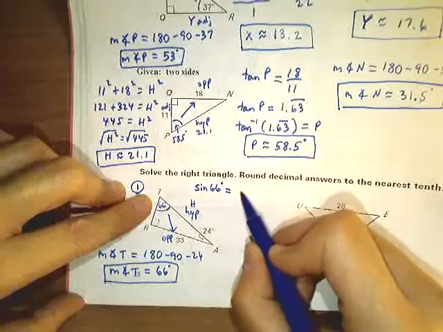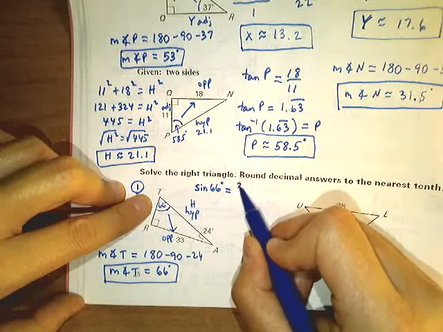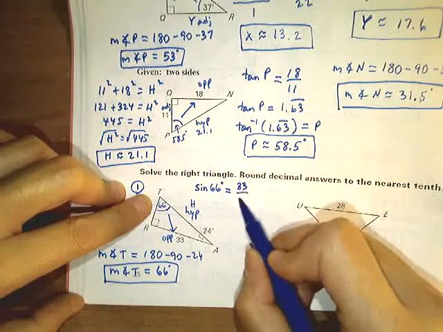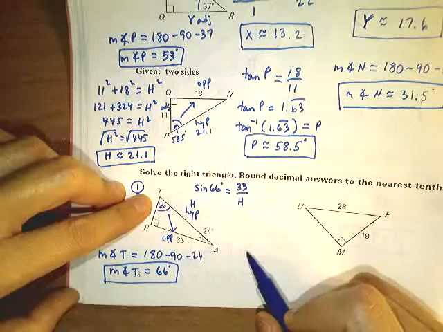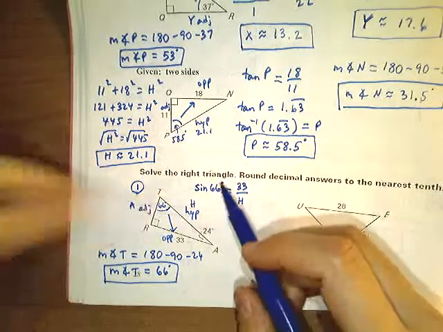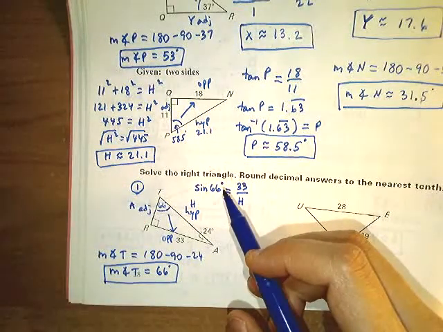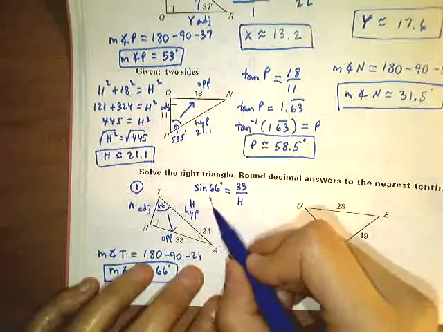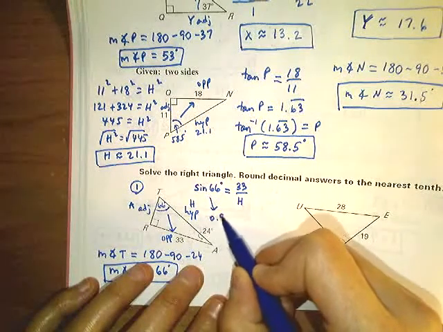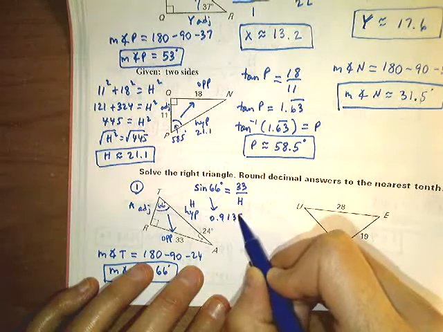The sine of a reference angle is equal to the opposite, which in this case is 33, over the hypotenuse, which is our unknown value h. So if I find the sine of 66 degrees, that, in my calculator, is about 0.9135.